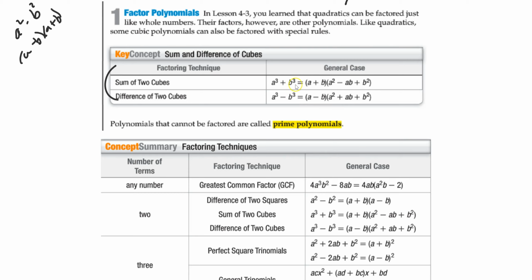A cubed plus b cubed is a plus b times a squared minus ab plus b squared. How to remember this? Well, it's always the same, a different one, and it's positive or plus. Honestly, I'm going to give you the formulas, but that's a good way to memorize each one. So again, this only works when they're binomial terms. So just like over here, if it's a binomial term, you can do this.